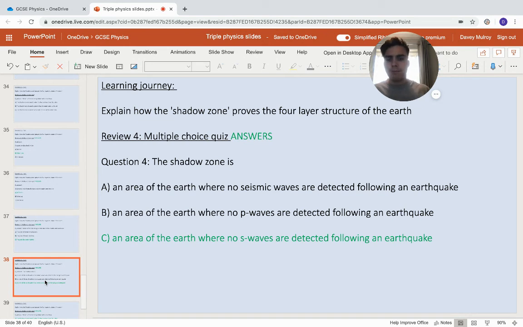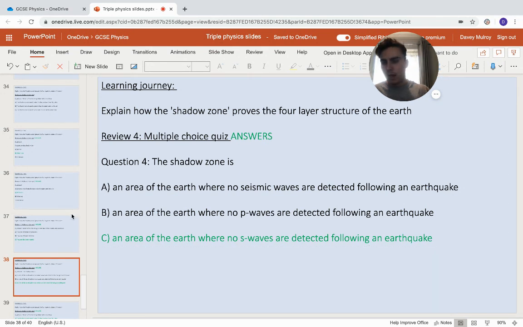Question number 4. The shadow zone is C, an area of the Earth where no S waves are detected following an earthquake. Now we just think about why these are incorrect. A and B, they're incorrect for the same reason. P waves are detected in the shadow zone.